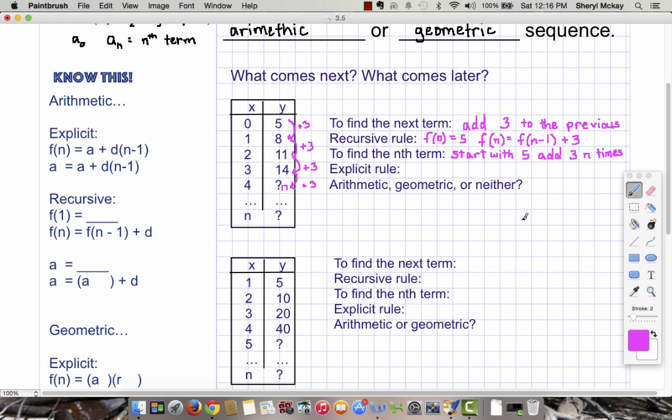Okay? And so my explicit rule is going to be f of n equals 5 plus 3n. Okay? And is this an arithmetic or a geometric sequence, or neither? Well, it's arithmetic. So we'll write arithmetic here.